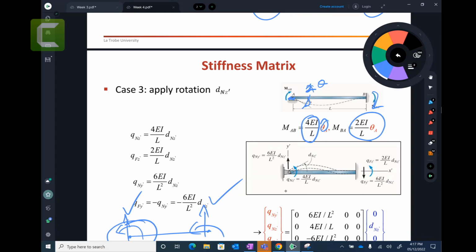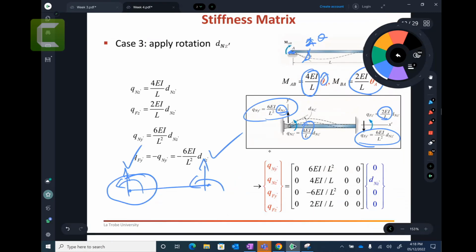And from there, you can think of the notations here. Theta A is your D and Z test, and that becomes your 4EI on L, and that becomes your 2EI on L, and that's the reaction force that is created. OK, so again I put it in the matrix format, and that is the stiffness matrix that we get.